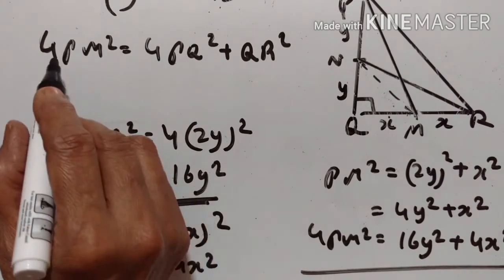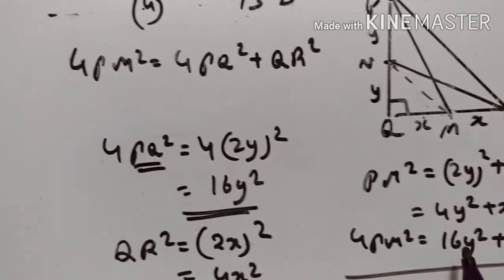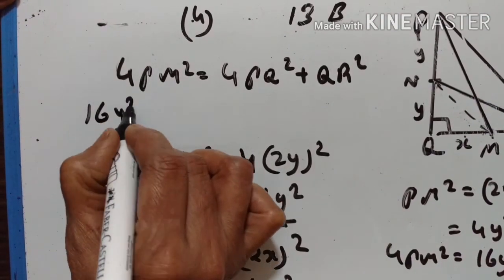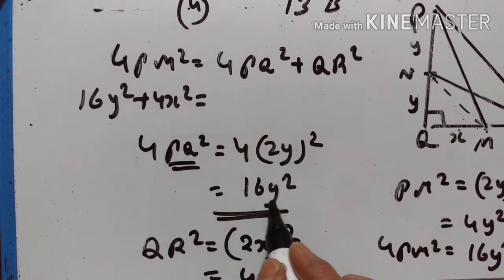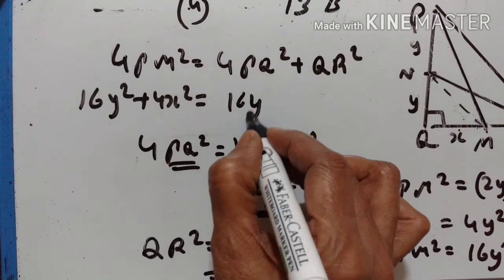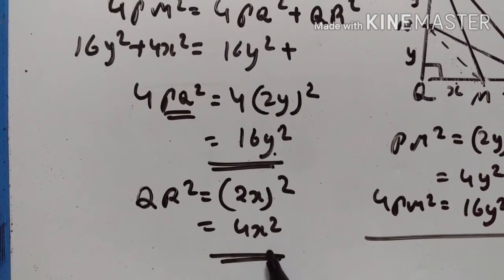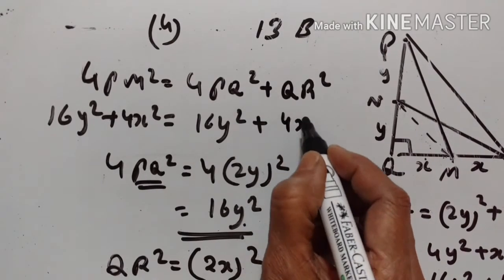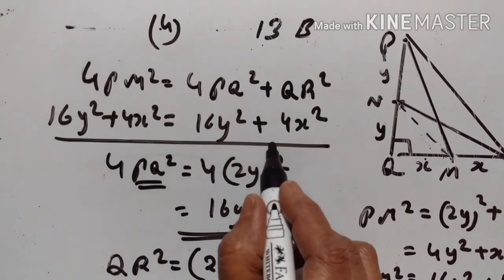Now 4PM squared is equal to 16y squared plus 4x squared. 4PQ squared is equal to 16y squared. QR squared is equal to 4x squared. So LHS is equal to RHS.